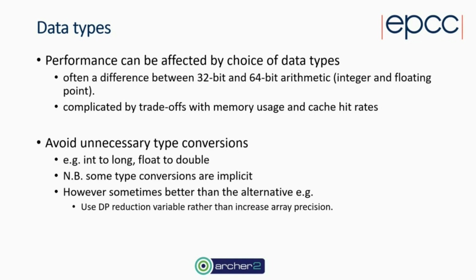Okay, so another area where performance choices you make in your program can affect performance, of course, is around data types. And there is actually, of course, a range of performance impacts from choosing your data types. So a difference between 32-bit and 64-bit arithmetic, both integer and floating point, in terms of how much data you can move to and from the processor, how quickly, and then how quickly the processor itself can work on those bits of data and those instructions.